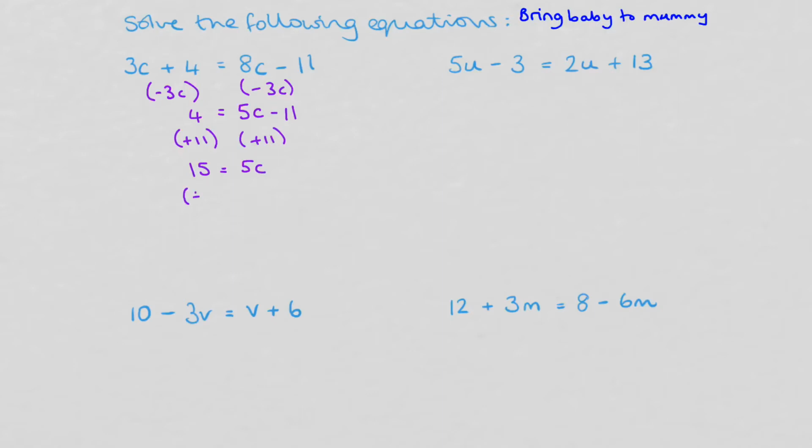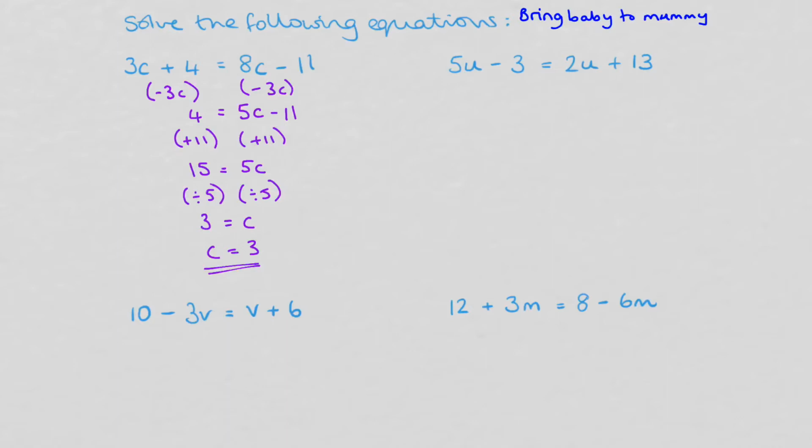Then remember you divide by the number that's multiplying the letter, that's called the coefficient. 15 divided by 5 is 3, 5c divided by 5 is c, and then because we're being polite, we'll turn it round and put the letter first. Okay, and that's the answer, c equals 3.